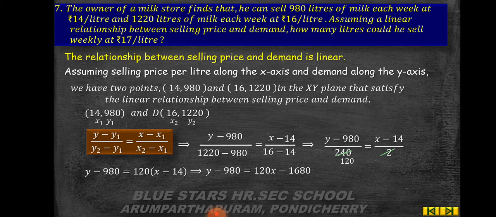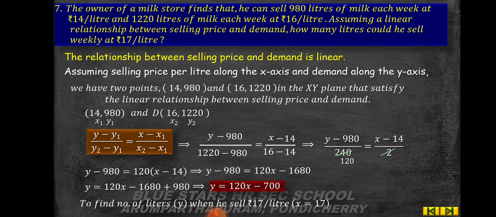Which implies y minus 980 is equal to 120x minus 120 into 14, which is 1680. So y is equal to 120x minus 1680 plus 980. Therefore y is equal to 120x minus 700.